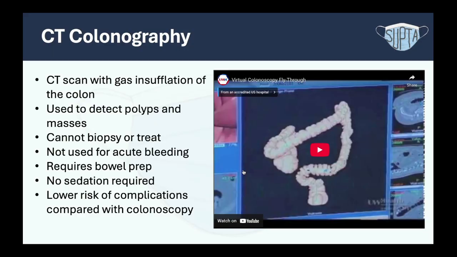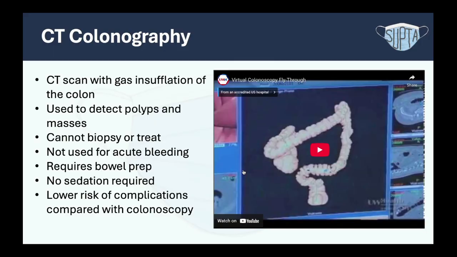And a lot of patients actually prefer this because it doesn't require inserting a scope in the colon, so it's less invasive. And it can also detect polyps and masses, but we can't take any biopsies or treat it if we found any polyps. It's also not typically used in acute lower GI bleeding because it doesn't allow immediate treatment like a colonoscopy.